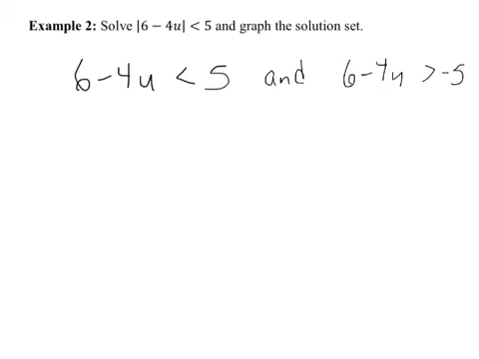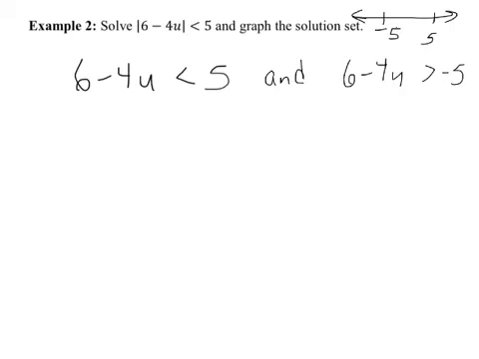Again, what are we doing? In our mind, we're setting up an AND statement. And that AND statement, technically, in our mind right now, goes from negative 5 to 5. We're going to see in a moment that we're not really looking in this region. We're going to find an actual solution set. But that's what you're thinking about pictorially. This quantity, 6 minus 4u, is somewhere between negative 5 and 5. So let's go ahead and solve these.